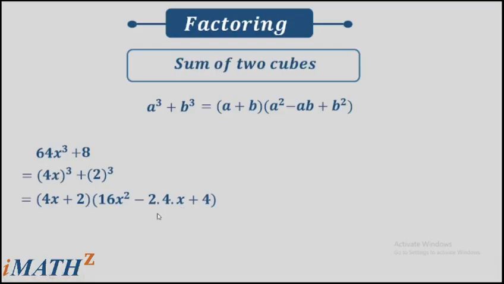So let's just simplify this middle term. So we have 4x plus 2 times 16x squared minus 4 times 2 gives us 8, so we have minus 8x plus 4. So to factorize 64x cubed plus 8, we have 4x plus 2 times 16x squared minus 8x plus 4. And all we had to do again was identify 4x as being equal to a, and identify b as being equal to 2, which we did in this step here, and we just merely plugged a and b into that equation above there.